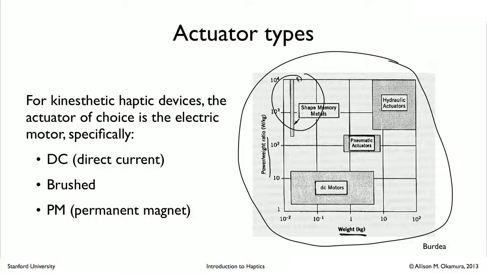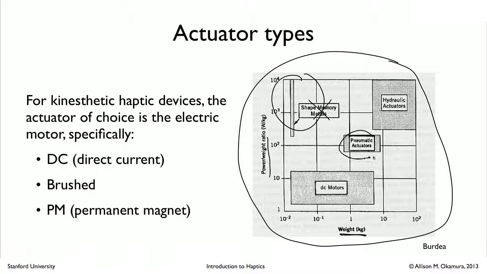But unfortunately, the only thing that's up there is shape memory metals, or shape memory alloys, as you might have heard them called before. While they look wonderful because they sit in this perfect corner of the plot, they have other issues like very slow response time. And so while some people have tried to use shape memory metals in haptic devices, it's not at all common and still an open area of research. So unfortunately, shape memory metals are out for us.